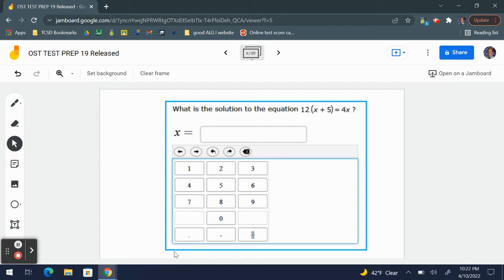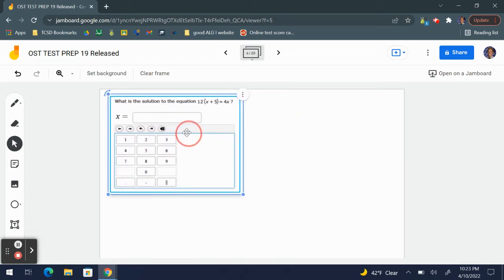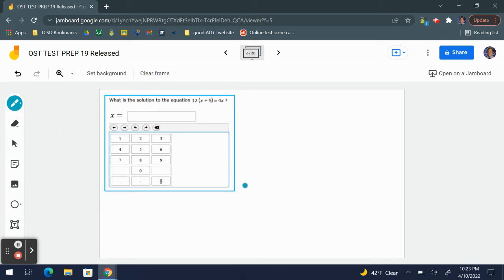This is number 6. What is the solution to the equation 12 times the quantity x plus 5 equals 4x? So this should take you back in the day. Let's call it August and September. I'm going to shrink this just a little bit so I give myself a little bit of room to work here. So what do we have here? We have 12 times the quantity x plus 5 equals 4x.